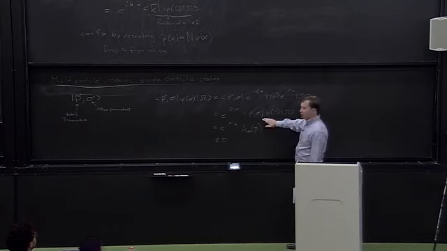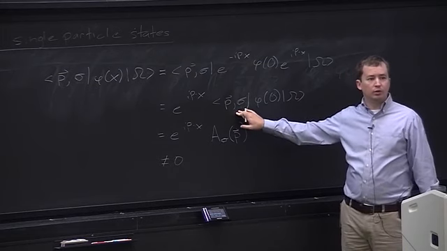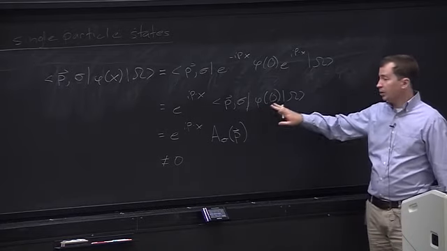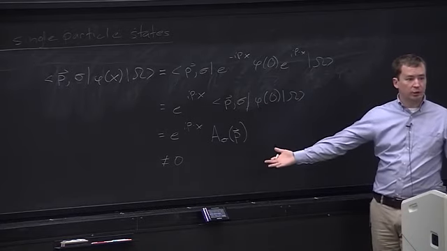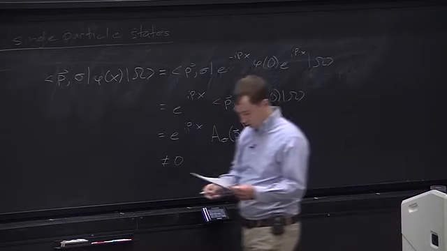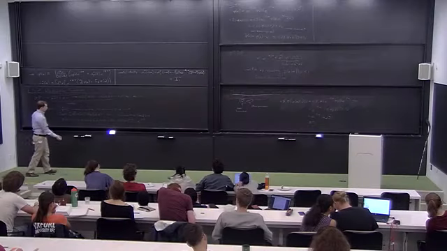So this is too strong of a condition to impose, that this one particle state has no overlap with a general multi-particle state. We want there to be some overlap. But at the same time, we do want to be able to distinguish what we mean by a one-particle state and a multi-particle state. If we couldn't distinguish them, there's no sense in which a state is one particle or multi-particle.